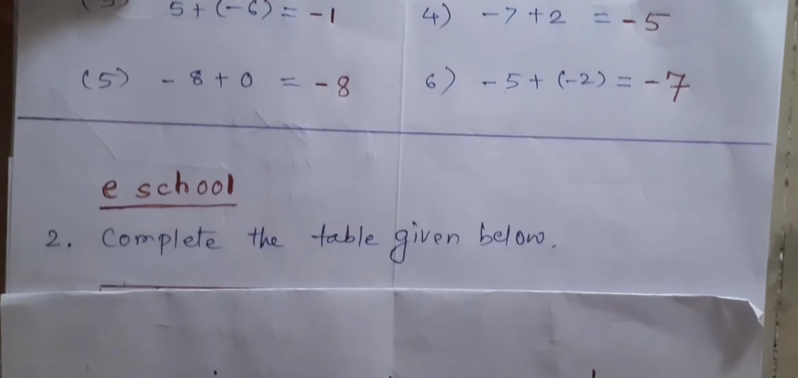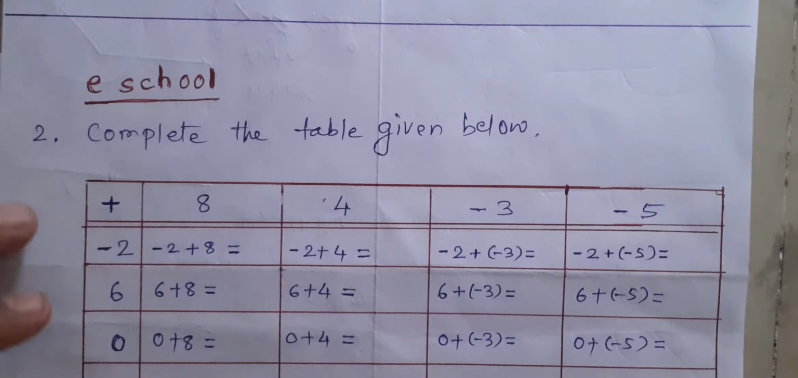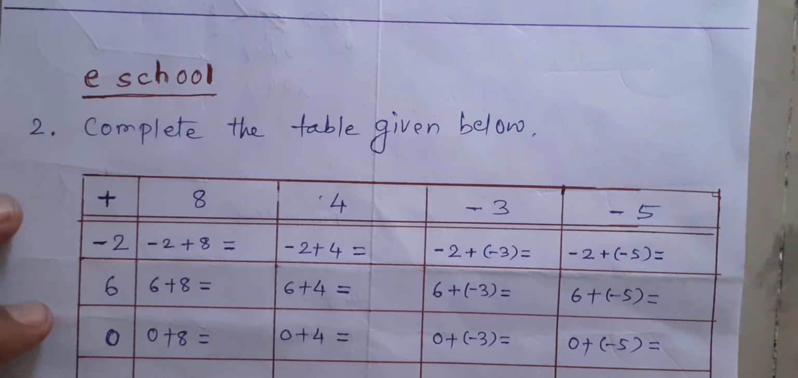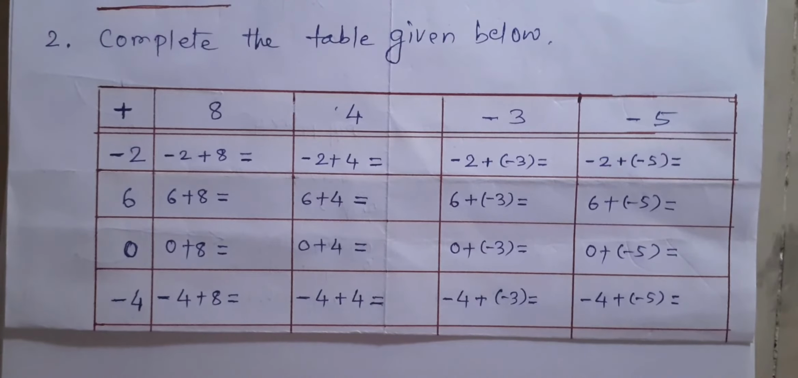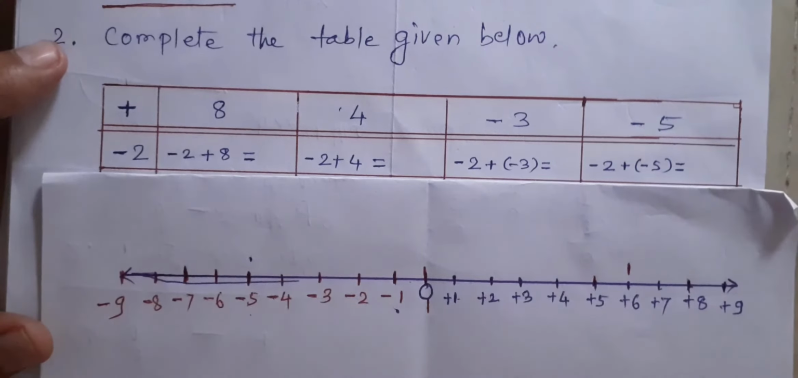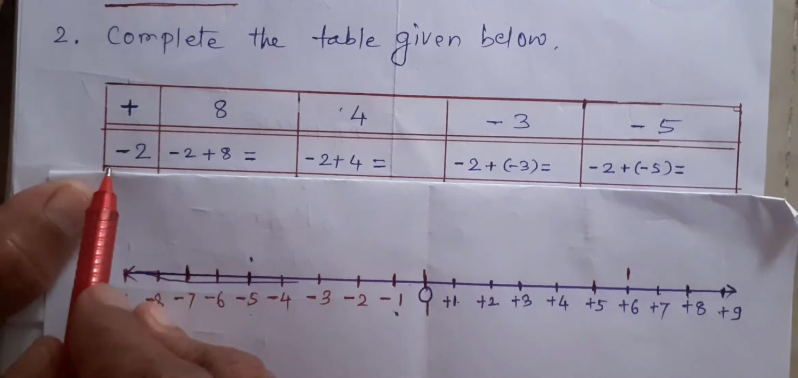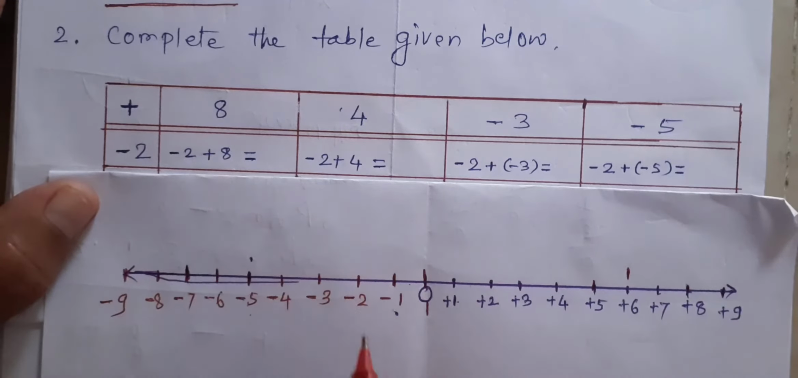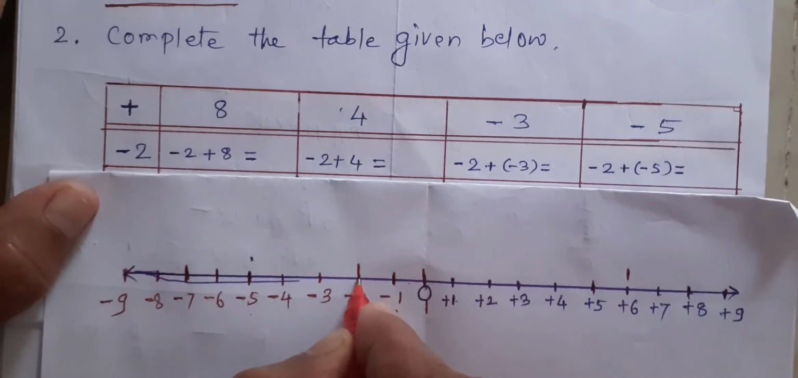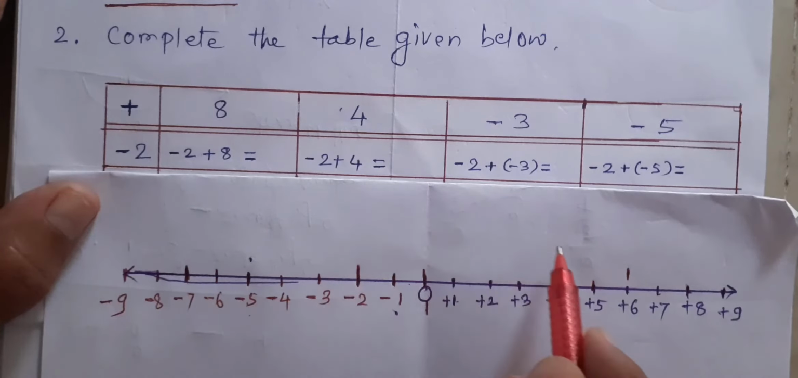Then we have to see the second example, to complete this table. When we have to complete this table, we have to see what is given in this table. This is the table given here: minus 2 plus 8. So minus 2 plus 8. We are currently at minus 2 and we have to add plus 8. That means we have to move to the right hand side 8 places.